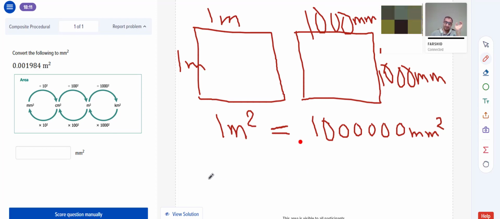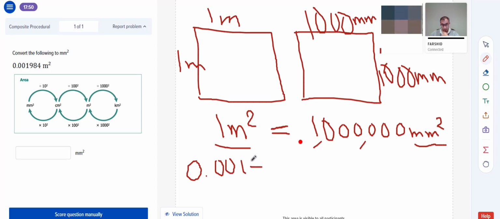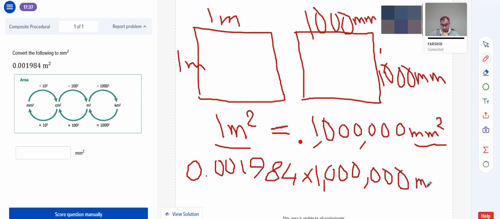Yep. Okay. So whenever I say any number in a square meter and you want to convert it into square millimeter, you need to multiply it by 1 million. So you've got 0.001984 and you need to multiply it by 1 million because you want to convert it to a square millimeter, isn't it? Okay. Now you've got it in a square millimeter because you have multiplied it.